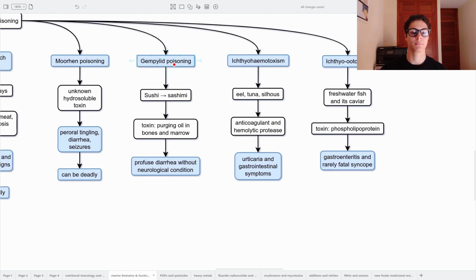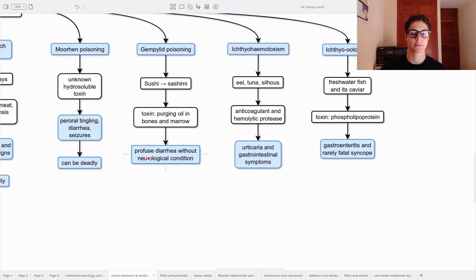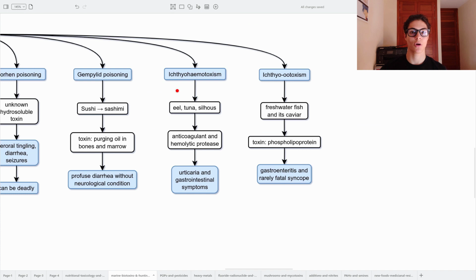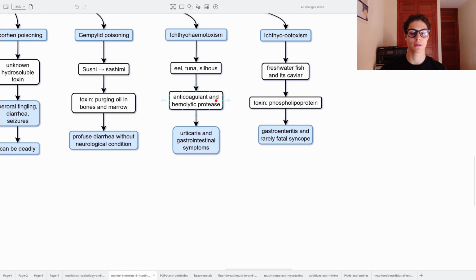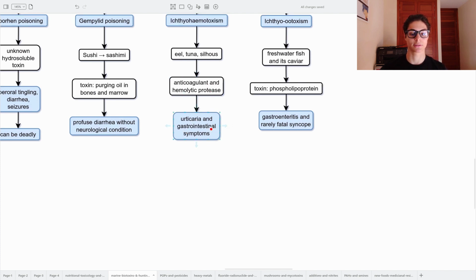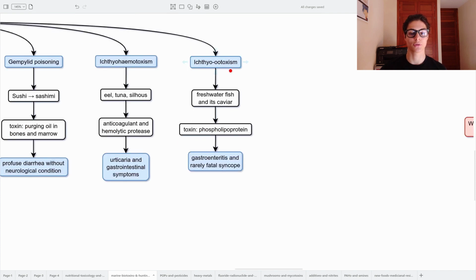Then we have the gempylid poisoning. This is in sushi and sashimi, and the toxin is a purging oil in bones and marrow, and it creates a profuse diarrhea without neurological condition though. And then we have the ichthyohemotoxism. This is in eel, tuna, and lampreys. These are anticoagulant and hemolytic proteases, which cause urticaria and gastrointestinal symptoms. And the ichthyoallyeinotoxism in freshwater fish and its caviar, the toxin is a phospholipoprotein and it causes gastroenteritis and rarely fatal syncope.